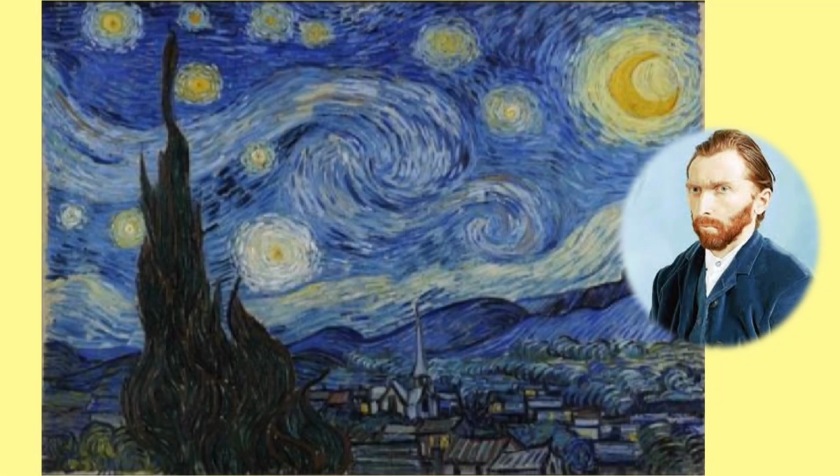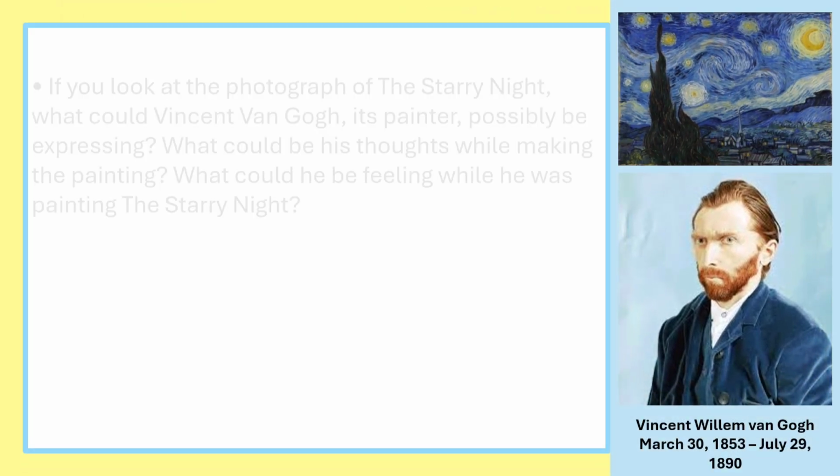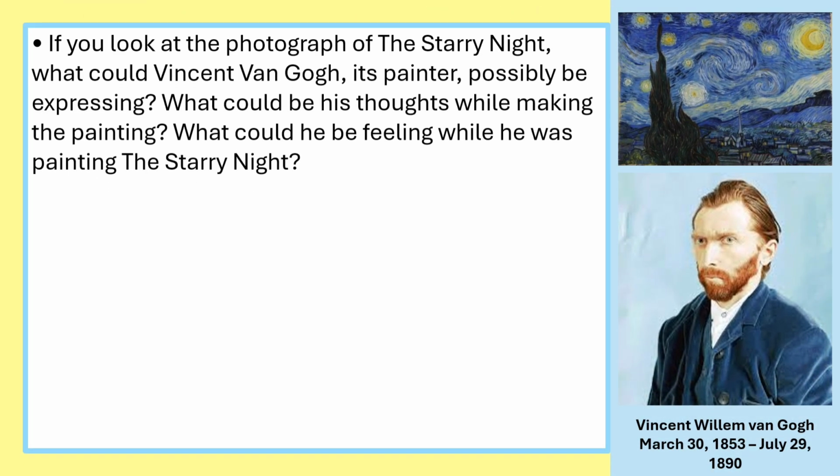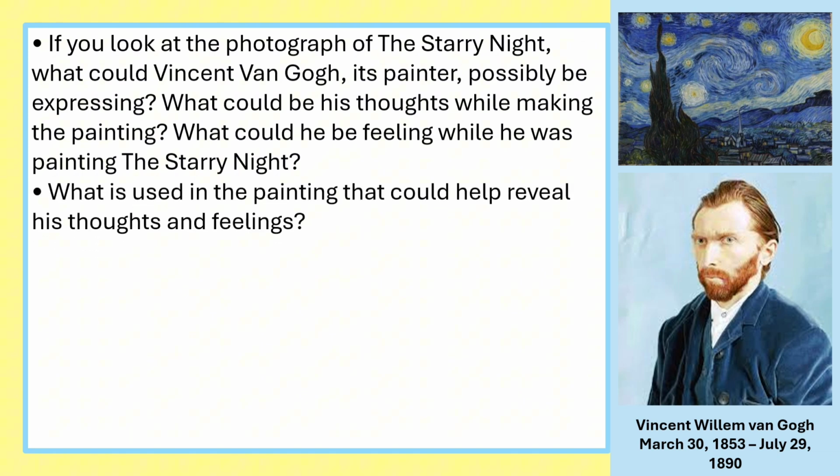Then let us focus. Let's now focus on this masterpiece. Try to answer the following questions first. If you look at the photograph of the Starry Night, what could Vincent van Gogh, its painter, possibly be expressing? What could be his thoughts while making the painting? What could he be feeling while he was painting the Starry Night? What is used in the painting that could help reveal his thoughts and feelings?